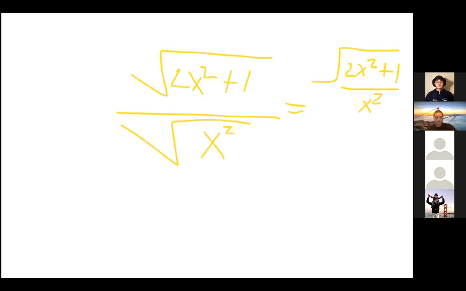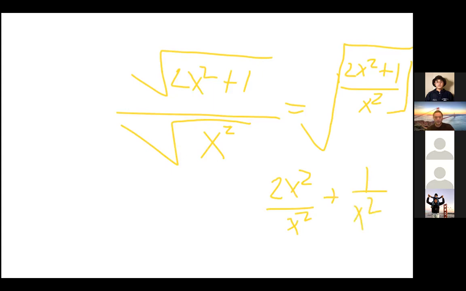Sorry, let me write this all the way down here. I'm going to have to redraw it anyways. Okay, does everyone see how I got there? Hopefully. Then all I did was split this fraction up. 2x squared plus 1 can be rewritten as 2x squared over x squared plus 1 over x squared, because they have the same denominator. Boom, cancels out. 1 over x squared goes to 0.